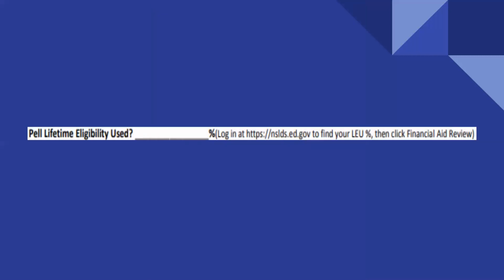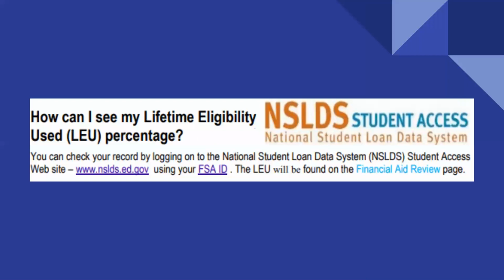Also, in the same box, this is the last question, the Pell Lifetime Eligibility Use percentage. Now, to answer that question, you're going to access the website link on the right side. From there, it's going to show you the percentage you have left for your Pell Lifetime Eligibility Use. Moving forward, this is also an example of it.